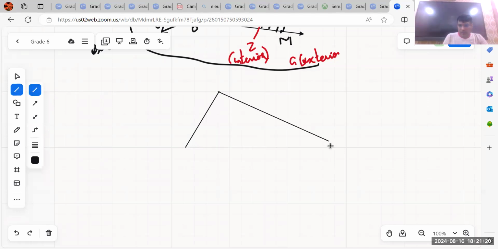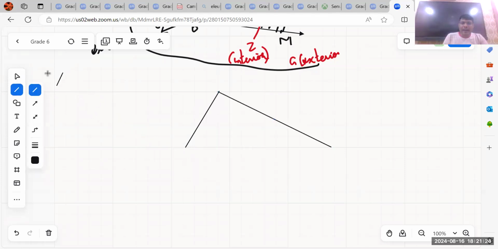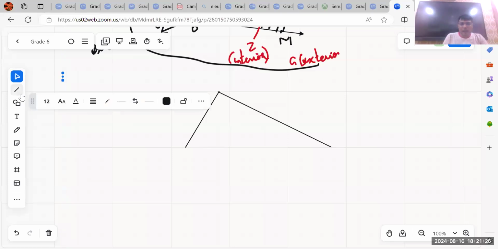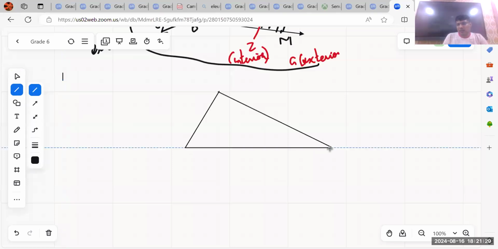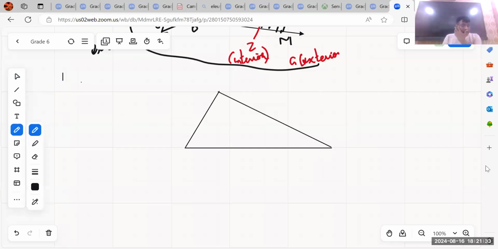So what is the meaning of self-explanatory? I mean, interior, exterior, the name itself makes you understand, doesn't it? No, sir. Interior means inside. The points which are inside the triangle are in the interior of a triangle. The points that are outside will be exterior.